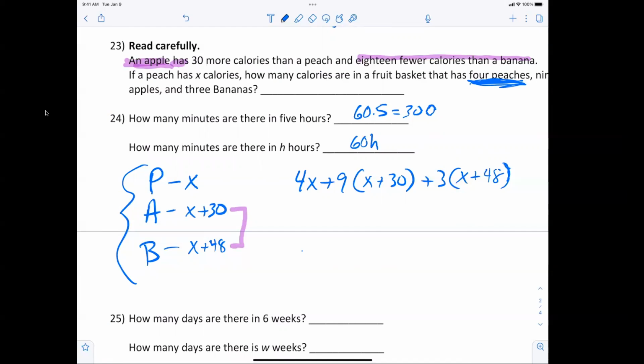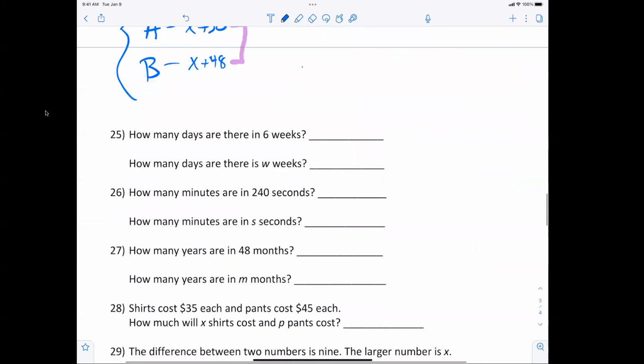How many minutes? That's the point of this up here: if there's 5 hours, there are 60 minutes in 1 hour, right? I know, but it's the same problem. It doesn't matter how many hours you have, you always do the same thing. You see what I'm saying, right? Good question. All right, let's look at 25.